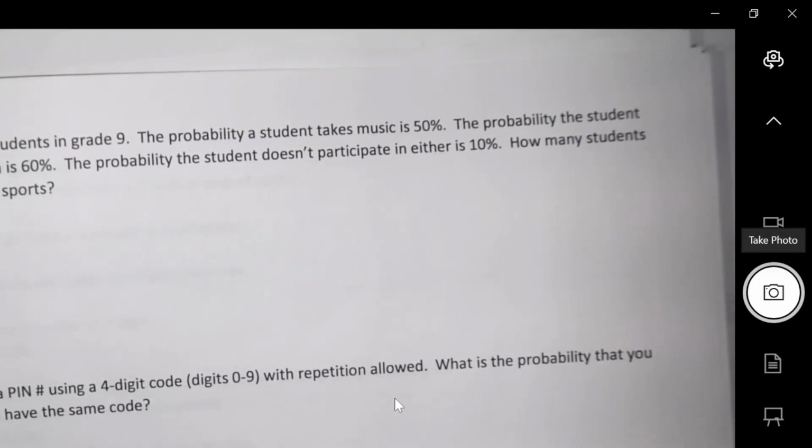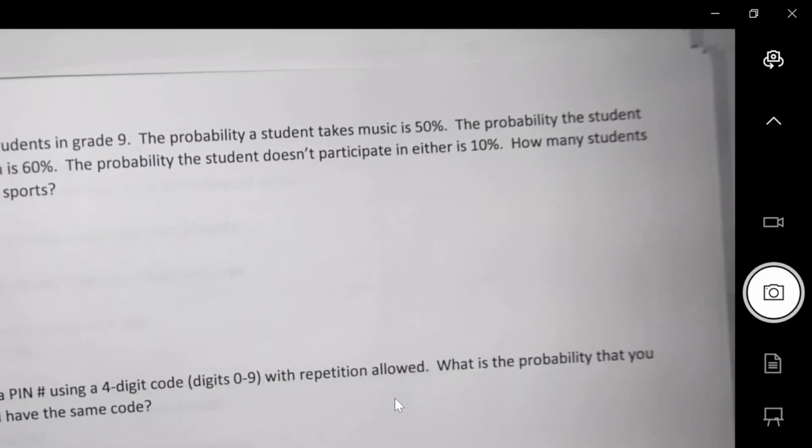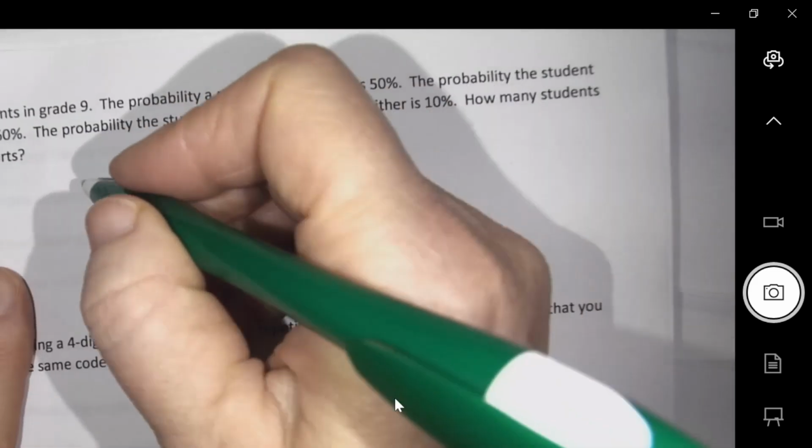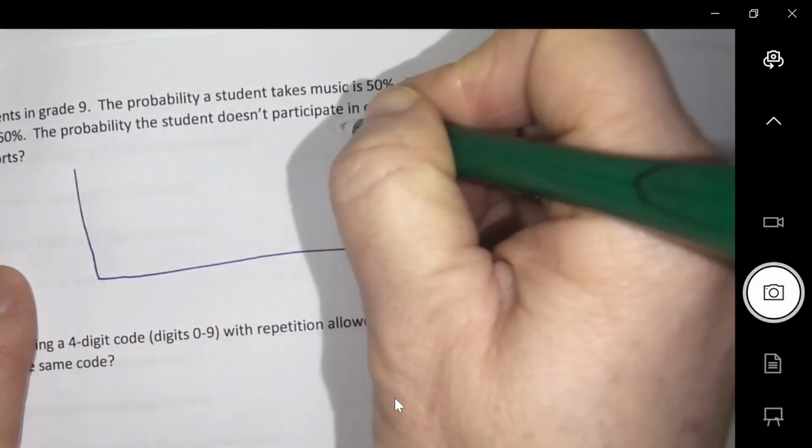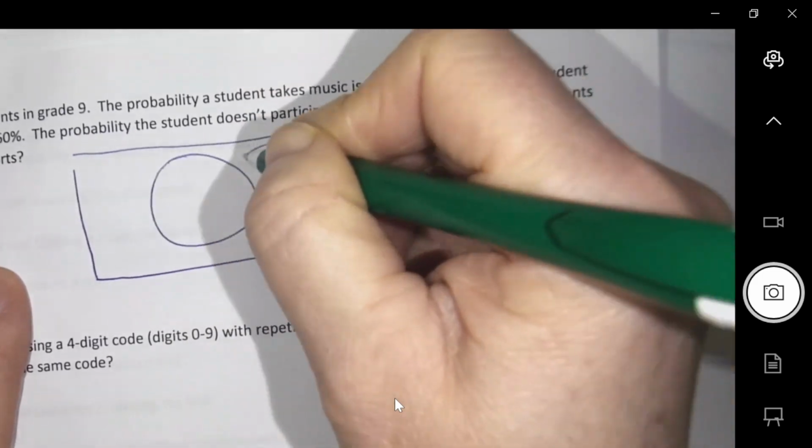You have 120 students in grade 9. The probability that they take music is 50%. The probability that they're in sports is 60%. The probability that the student doesn't participate in either is 10%. So how many students participate in only sports? So this is a what strategy? Venn diagram.